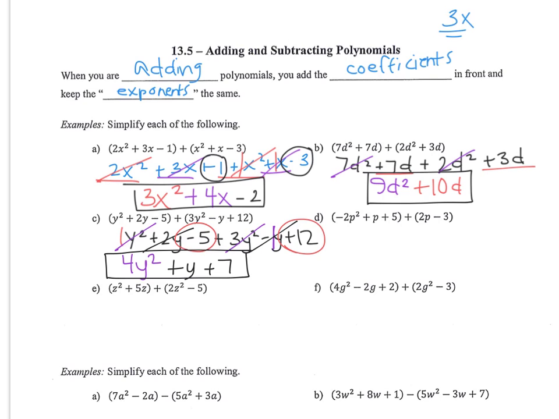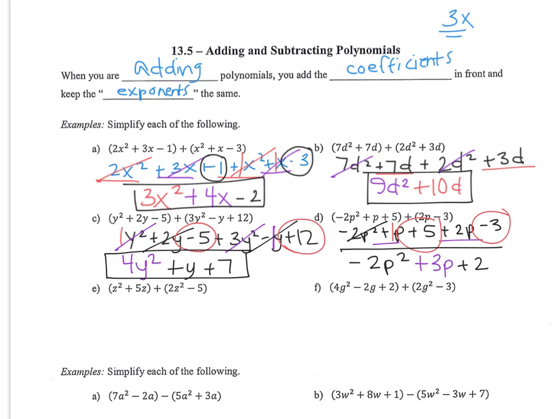And then letter D, I'm going to rewrite it. Look for my like terms. So this one is the only p squared, so I write negative 2p squared. But there's a 1 in front of here. So 1p and 2p is 3p's. And then a 5 and a negative 3 is a 2. So here's my answer.